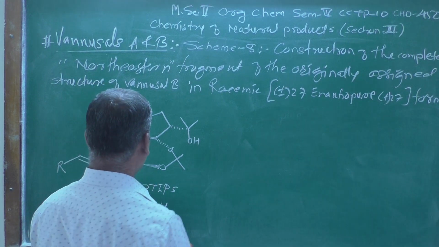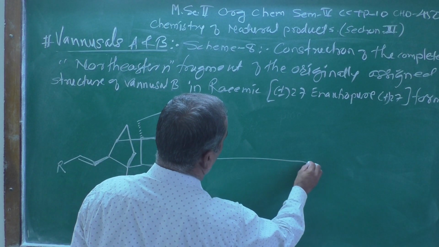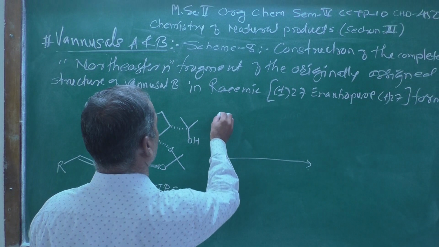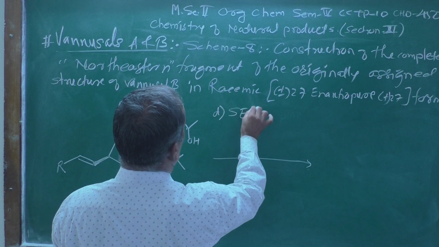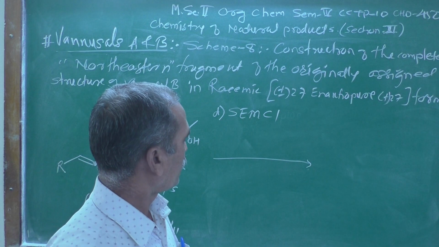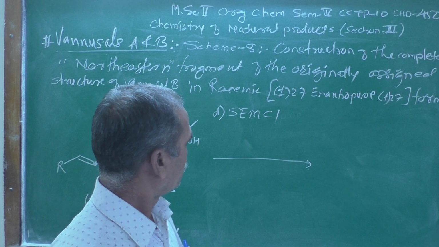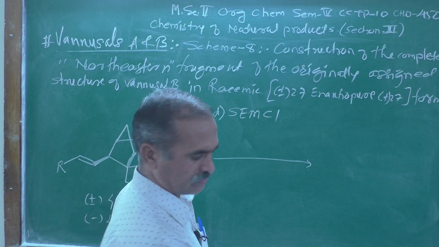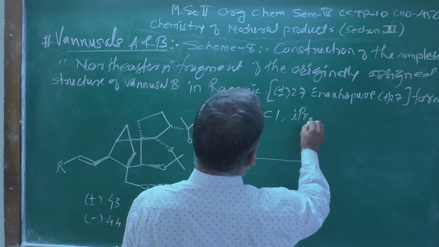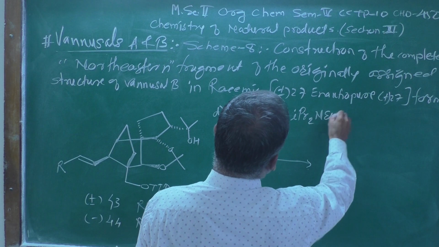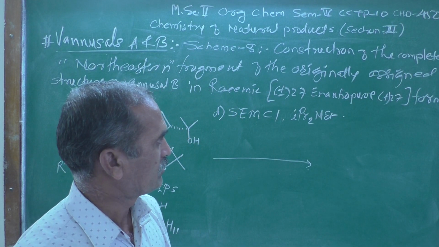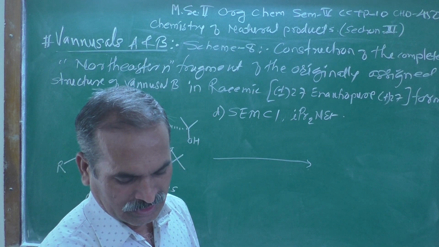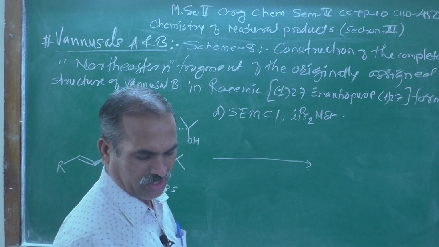Now this compound is treated with some reagents, the reagent here is D. D is SEMCl, which is also a protecting group. Then iPr2NEt, diisopropylethylamine, that is a tertiary amine.